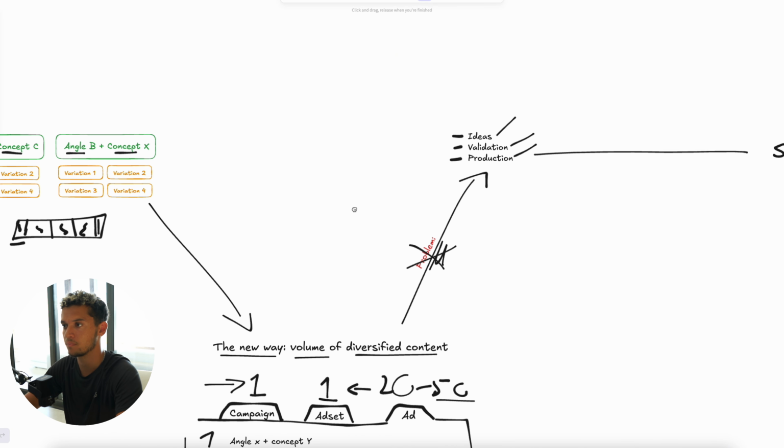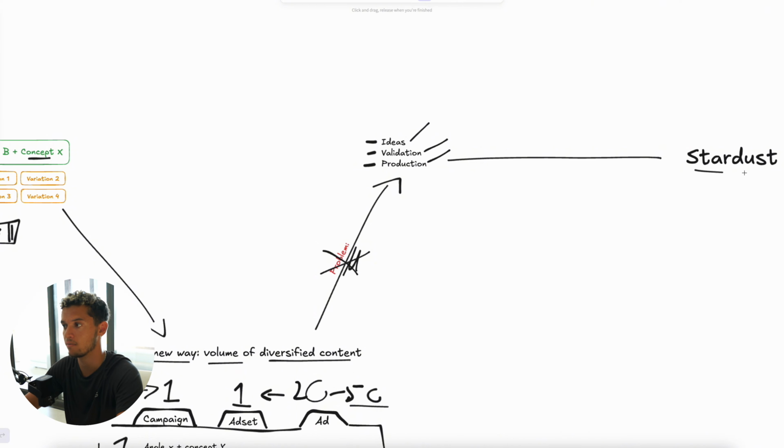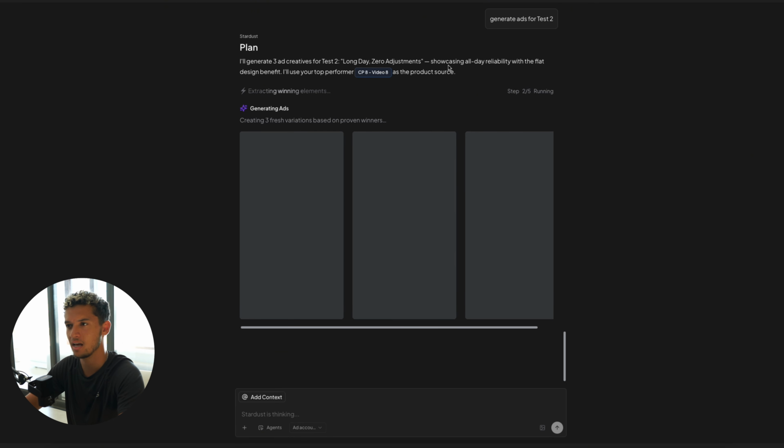This is how you do it. And what you need to do now that you don't have Stardust is you need to get ideas, you need to validate them, and then you need to produce them. So here are the ads. Maybe I should just end the video here, not show you that.